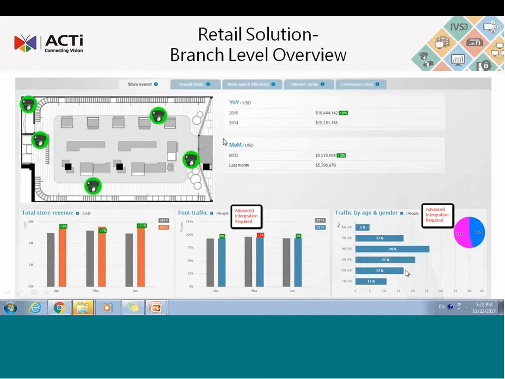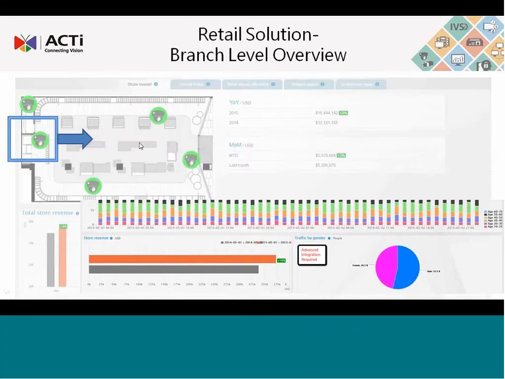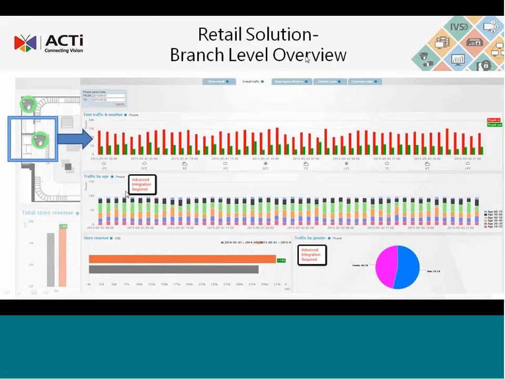This is the overview for the branch level, and you can also zoom in and see a specific store's performance, for example, traffic and weather. This is what I call the correlations here, and we can also do another diagram. This is the bar analysis. We can also do a line or trend view, and show you the traffic by age, and also the store revenue here. So this is the branch level overview of the retail solution.